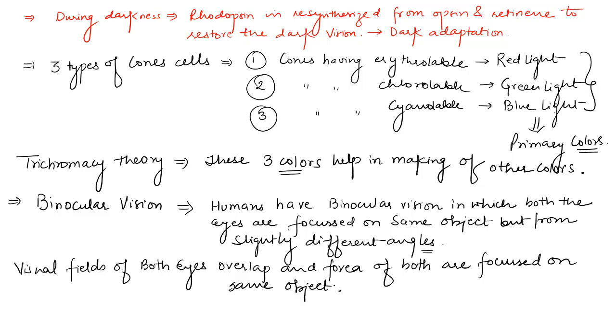Same object. This provides depth to the image, that is stereoscopic or 3D effect, and enables men to judge distance correctly. While vision in other animals, when we talk about primates and predator animals such as owl, cat, they have binocular vision.